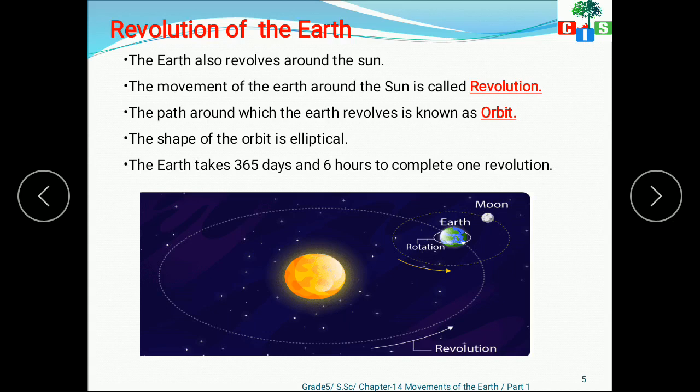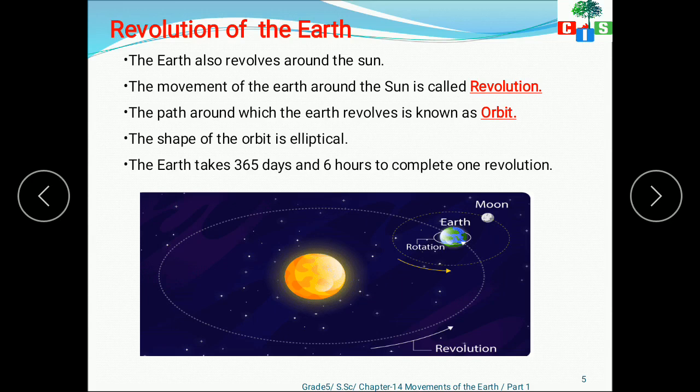Okay. Now here we have the earth. Earth is revolving around the sun and this path is known as orbit. Now the shape of the orbit is elliptical. It is not circular, it is elliptical. As you can see in the picture, this is the shape, and the earth takes 365 days and 6 hours to complete one revolution. So now the question comes to my mind: if the earth takes 365 days and 6 hours, then why does the year have 365 days?